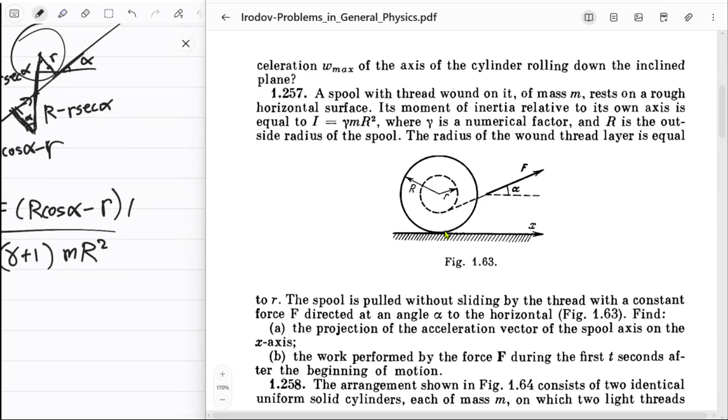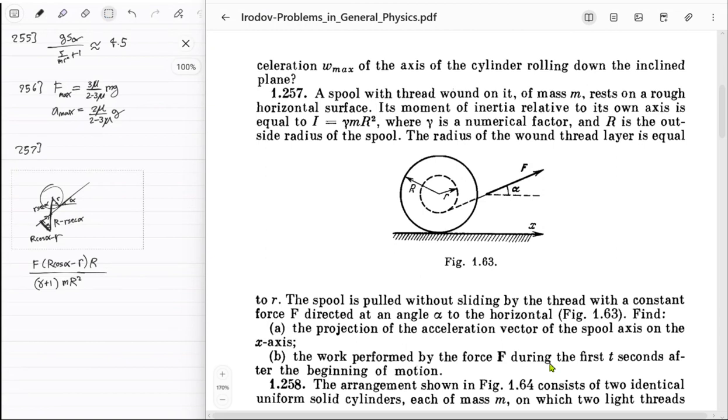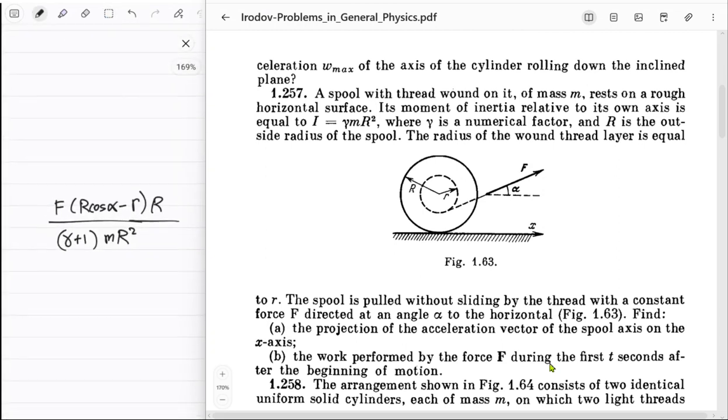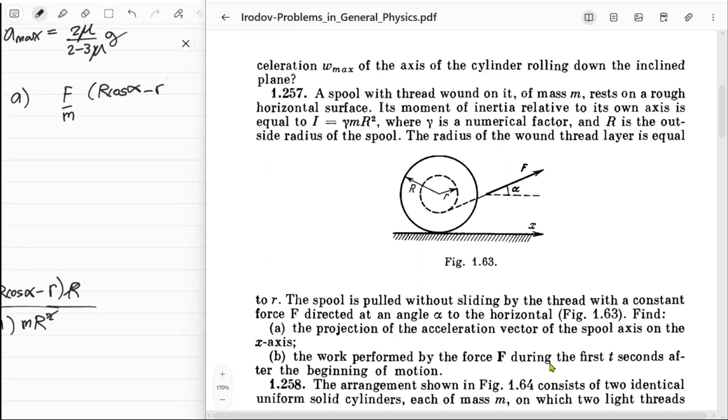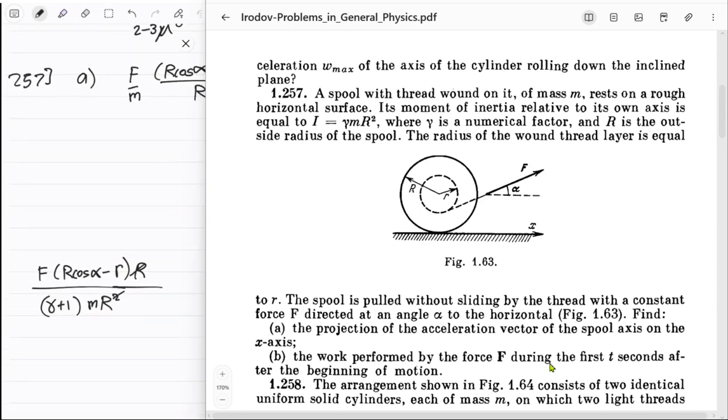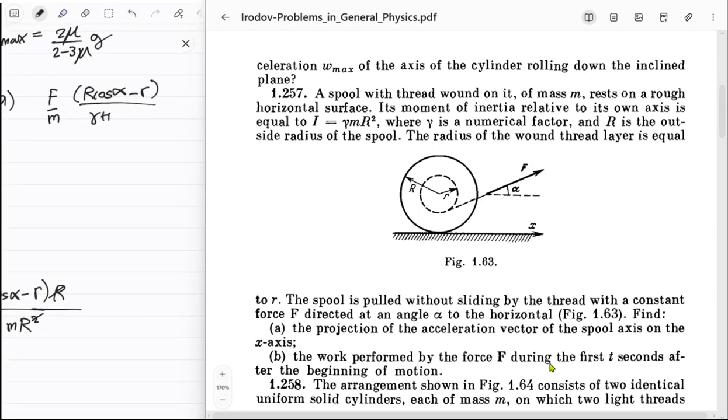This times r actually is going to be our acceleration. So what do you want first of all? The acceleration and the work performed by the force F during the first t. Just want the kinetic energy in that case. No big deal. We can do the thing. So yeah, the acceleration is just this guy. It's a constant, right? Of course it's constant. This cancels. F upon m times R cosine alpha minus r upon r. Yeah, and then also we've got gamma plus 1, so gamma plus 1 times r actually.